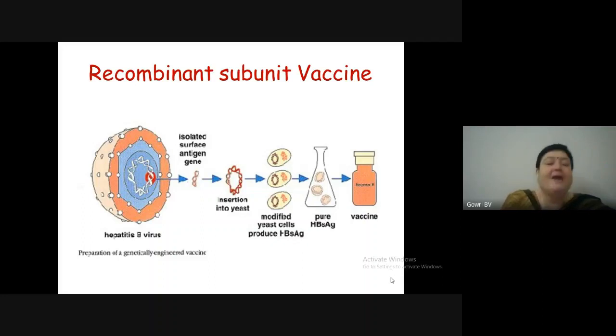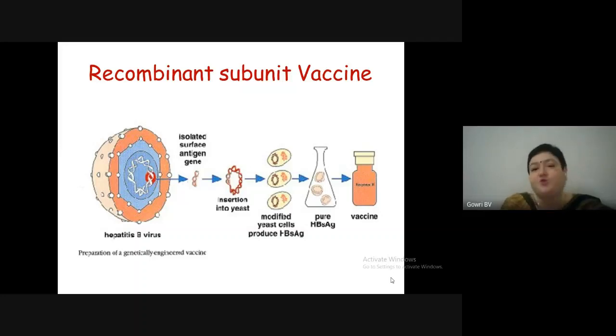I repeat, hepatitis B surface antigen. The gene coding for hepatitis B surface antigen is isolated. It is inserted into a yeast cell. The modified yeast cells produce hepatitis B surface antigen. It is cultivated in pure form to produce HBsAg, and the vaccine is purified for manufacture. So this is how there is preparation of a genetically engineered vaccine.